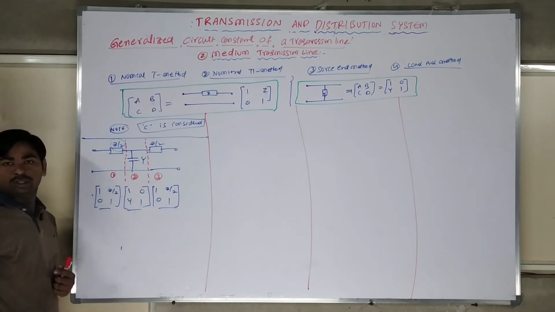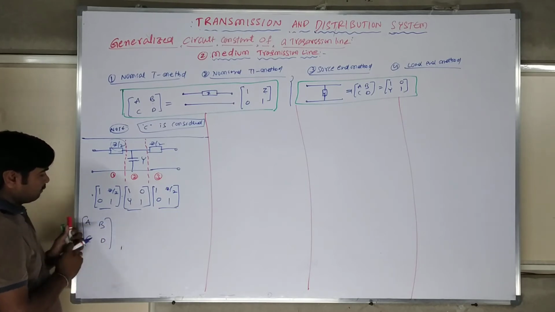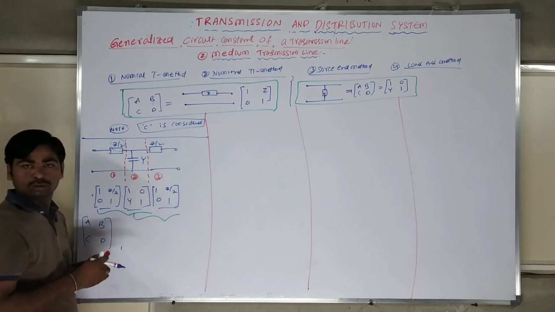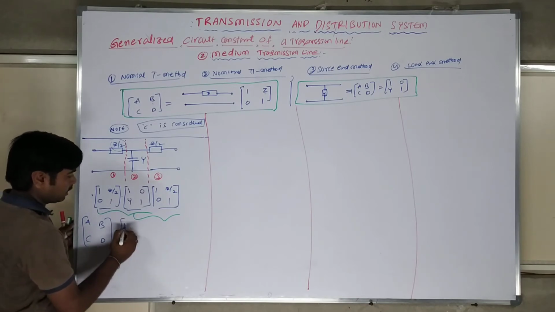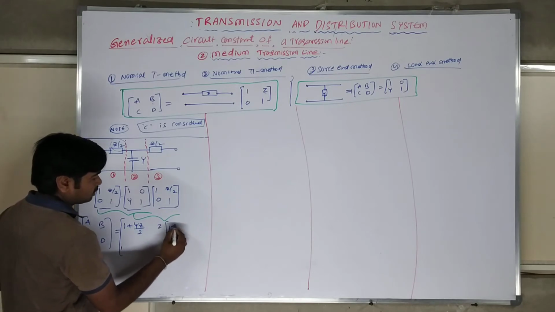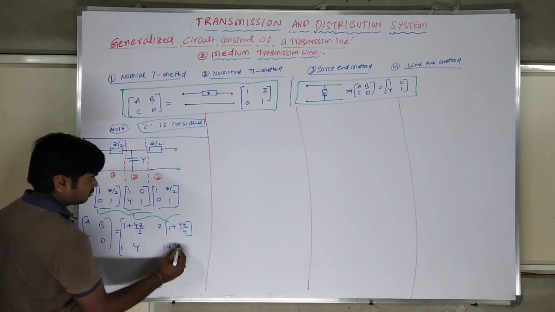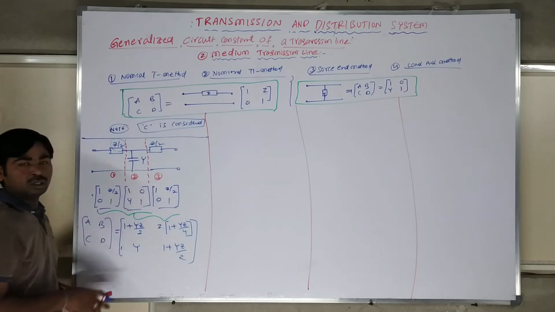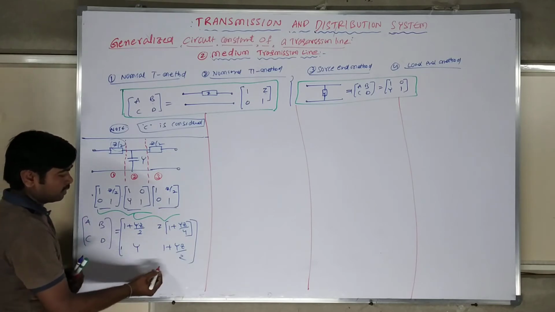I think you know how to multiply matrices. You have to multiply these three matrices; first multiply two, then multiply the result with the third. The resultant matrix will be 1 plus YZ by 2, then Z into 1 plus YZ by 4, then Y, then 1 plus YZ by 2. If you keep multiplying it is a time-wasting procedure, so I am writing the direct answer.